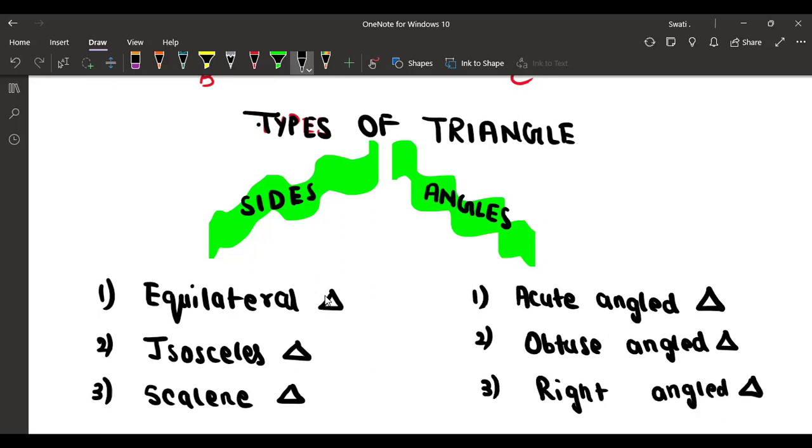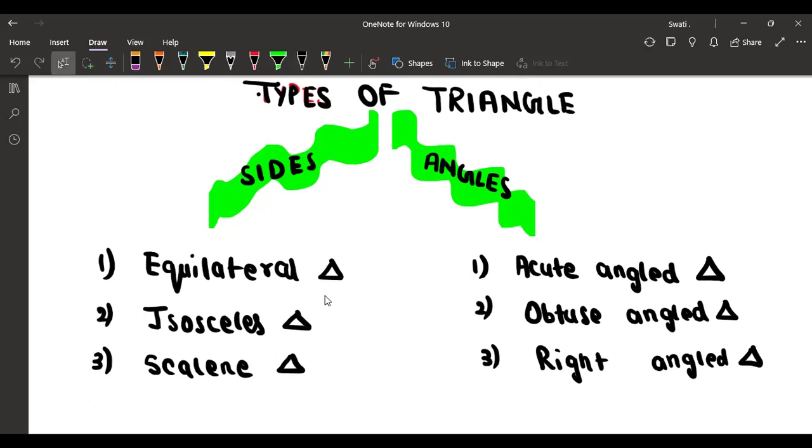Now, Manya, tell me, what do you know about these words that you can see: acute, obtuse, and right? Do you know about these? Tell me, what is an acute angle? From the acute angle only we have the first type of triangle, which is the acute angle triangle. So can you tell me what is the meaning of acute?